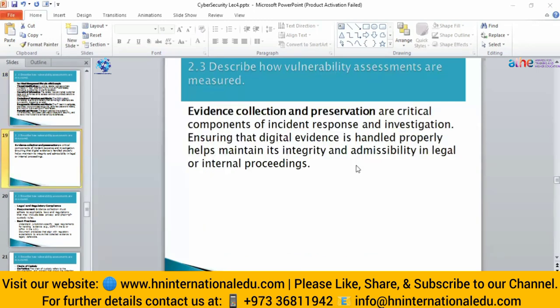Now we will discuss evidence collection and prevention, and why they are important. These are very important components in how you respond to and investigate an incident. You have to ensure that you have all the digital evidence and have handled it properly, so that in future, if you want to take action against the attackers, that evidence will help you take action against them.